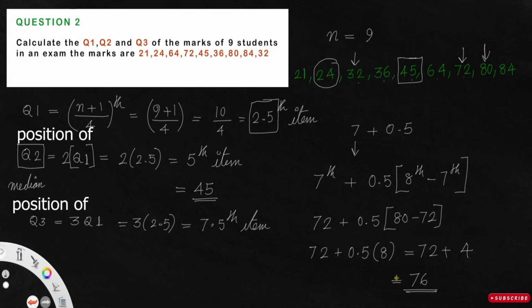What does this quartile actually mean? If I say Q3 is 75, it means 75% of the students have marks less than 76. That is, the marks scored by 75% of the students, or a number less than 75% of the students, is 76. Clear? Now we can consider our third example.